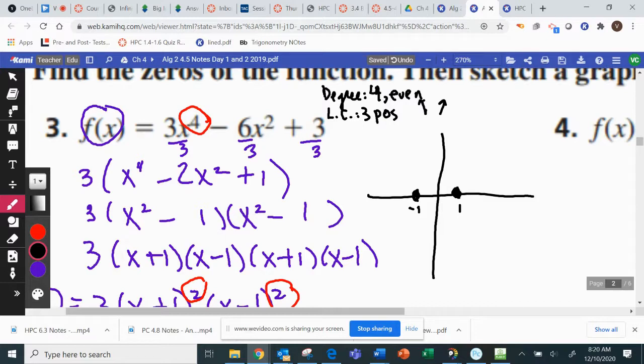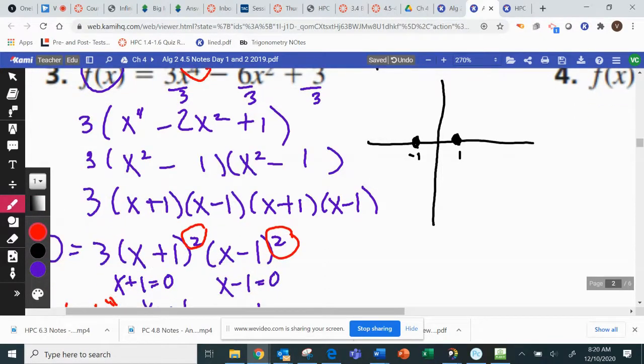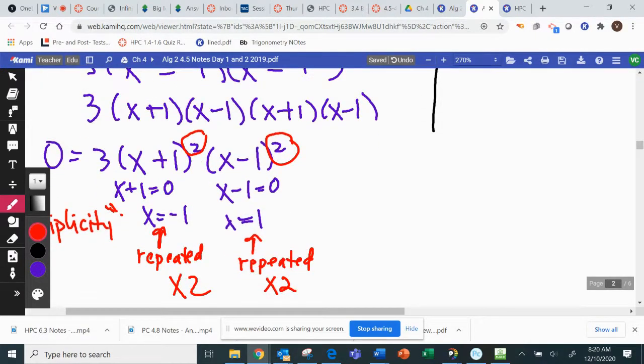And then the other thing that's important here is that we have multiplicity, and this is what was brand new last time. When we have multiplicity, this is the behavior that's going to happen at that x-intercept. So how many -1s do I have? 2. So at my x-intercept, it's going to look like a parabola. It's going to look like a square. And then we have 2 at this x-intercept, so we're going to have another squared-like figure.